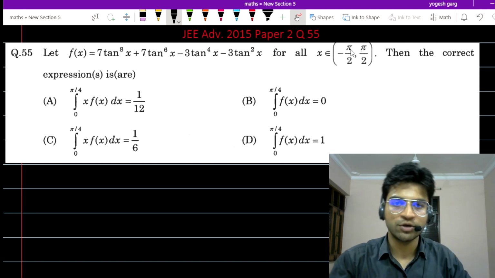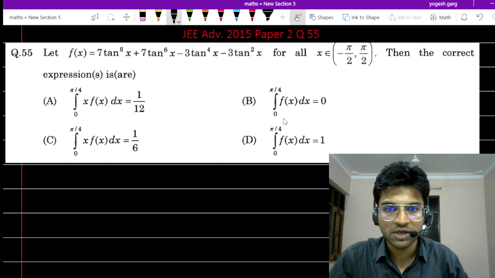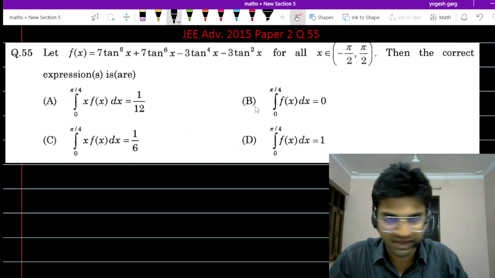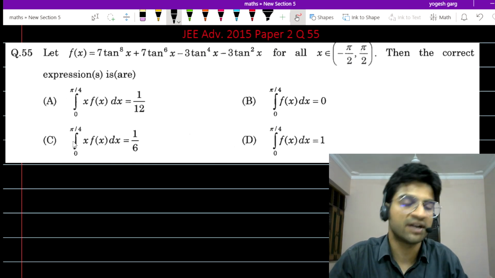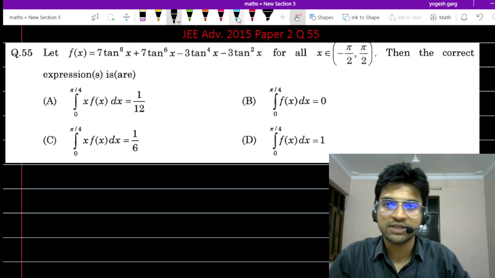So this is not a big question. We have to see that either B or D should be correct, and either A or C should be correct. So it's not a very difficult question. Now, how to go about this?